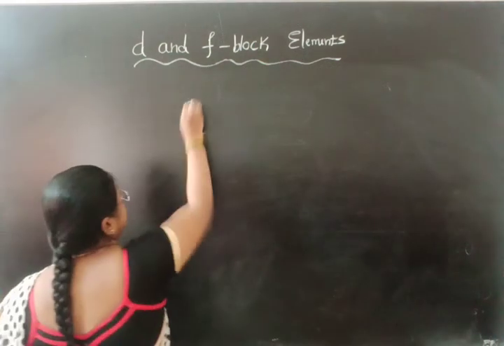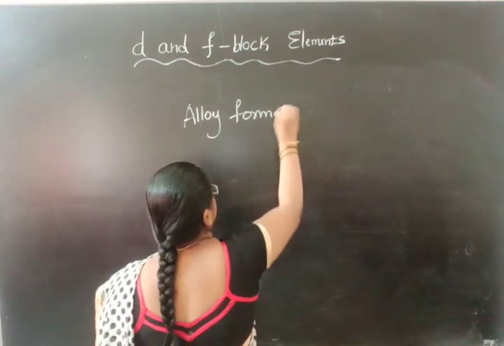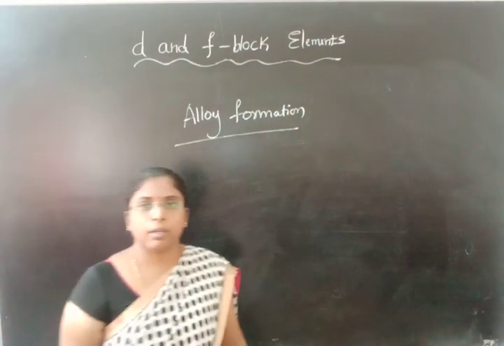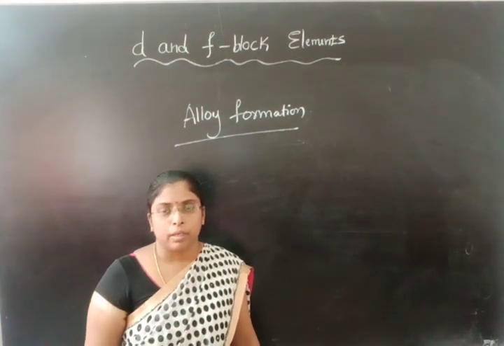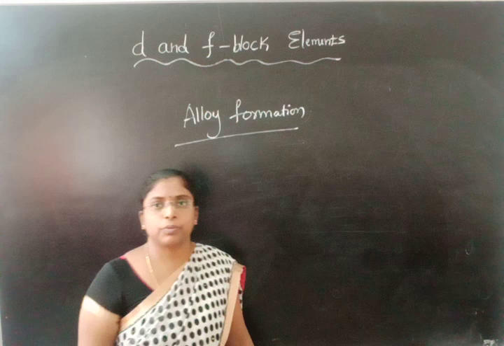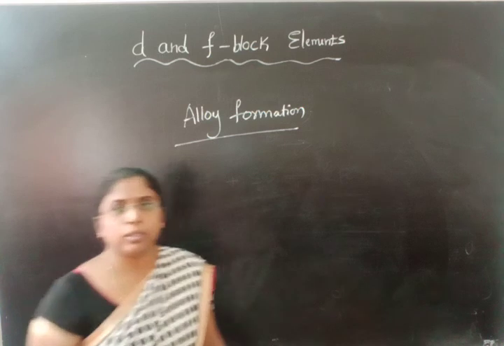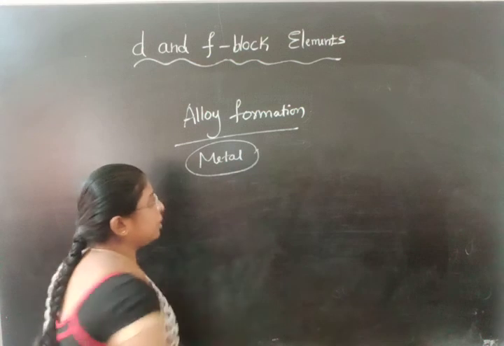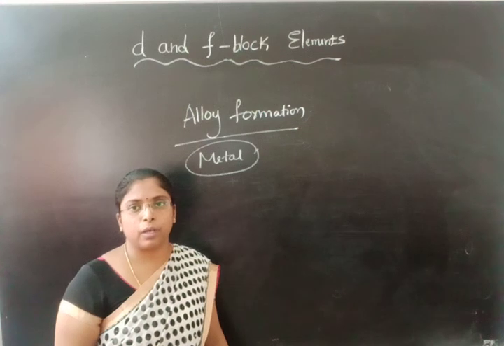After catalytic property, next comes alloy formation. Alloys are homogeneous solid solutions of metals with other elements. It indicates that an alloy contains at least one metal. The condition is that it should contain at least one metal and the other elements may be metals or non-metals. Then only the formation of an alloy takes place.